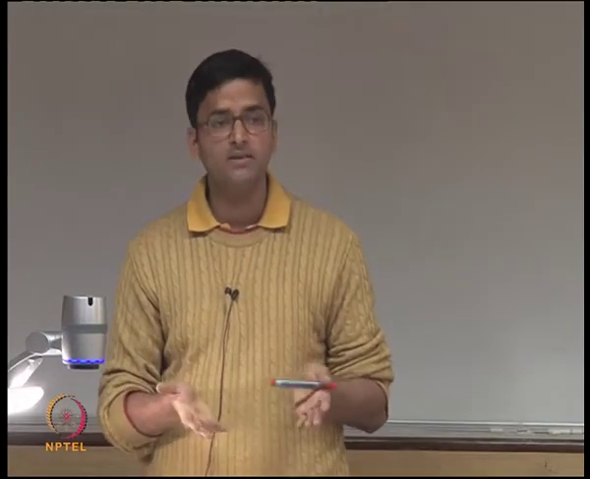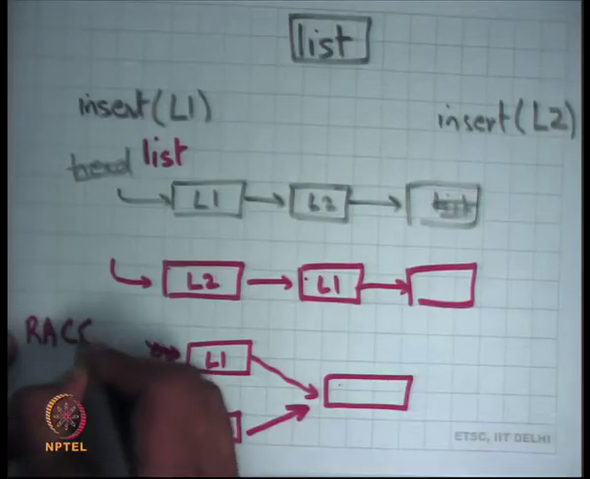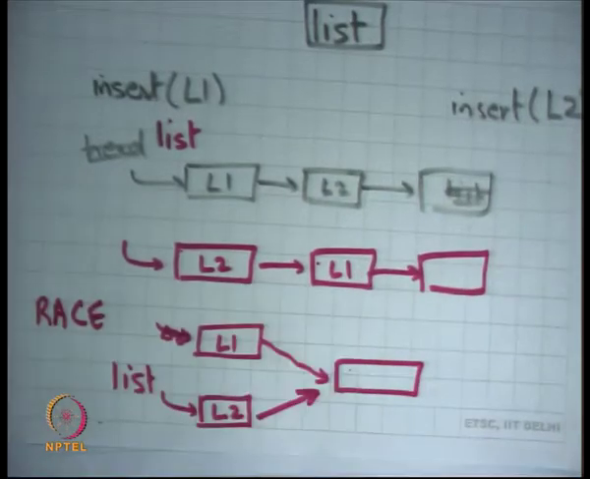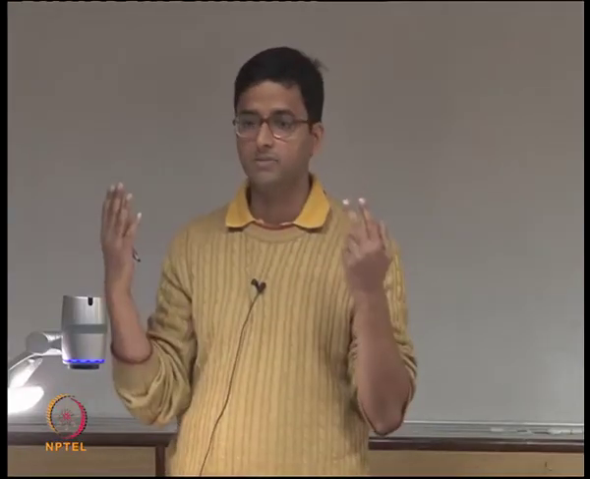This kind of an error is called a race, or a race condition, right. So the idea is that one of them is in the middle of doing something, and has not finished doing it, and somebody else comes and starts spoiling my intermediate state, and so the end result is something completely wrong. Okay.